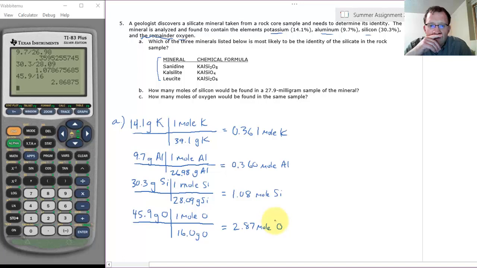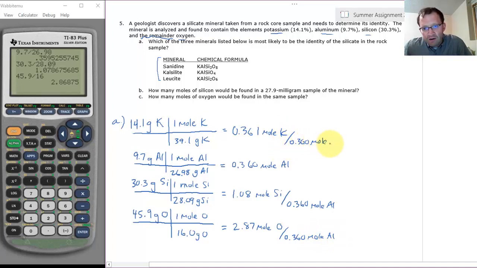Now, we can look at this and kind of do what we've done before to confirm it for us a little bit as well. But I'm starting to notice here that silicon is 3 times larger than aluminum, and silicon is about 3 times larger than potassium. Now, I'm going to show you how we can confirm that real quick too. The smallest one of these 4 needs to go on the bottom, as we've done with the other problems, when we divide to find our mole ratios, right? So aluminum's slightly the smallest. Put that aluminum down here, and we're going to have 0.360 moles of aluminum.